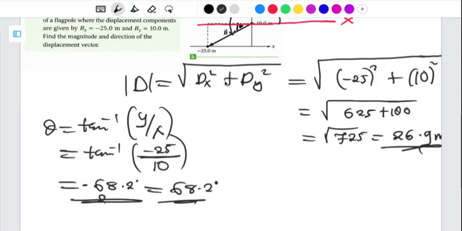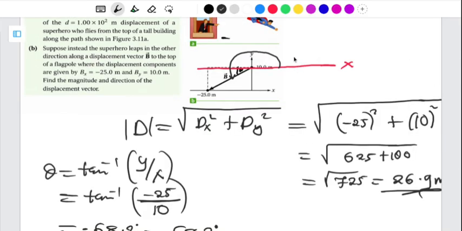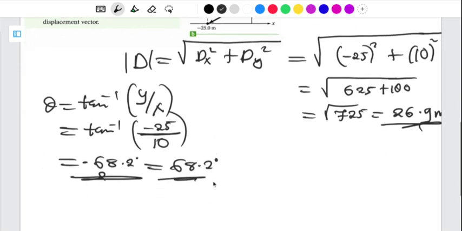For us to find the actual angle, we need to start from the positive x-axis and end here. So we notice that this is 180, so we are going to add plus 180 degrees. Then I'm going to get 248 degrees. Then this is going to be our final answer. So this is how you're supposed to handle such questions.